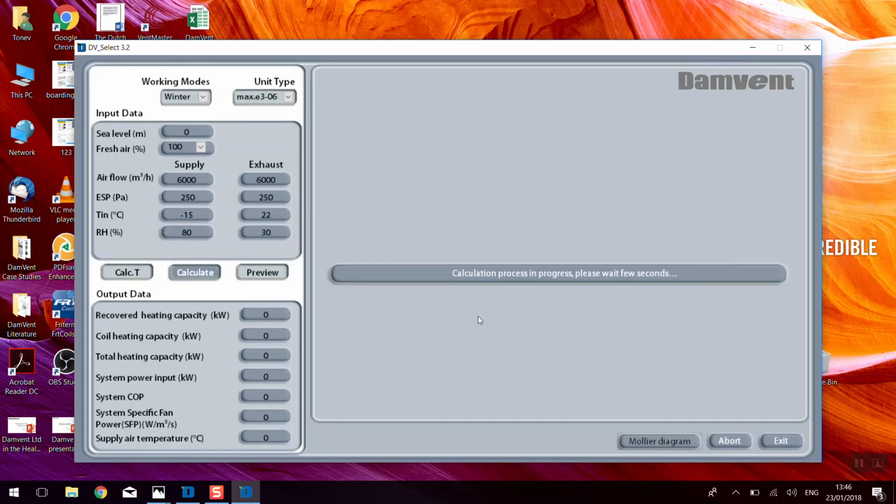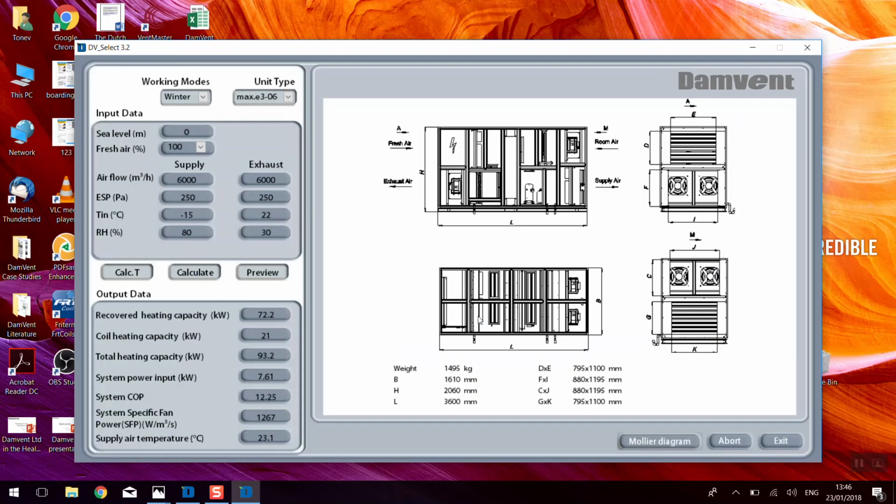First of all, look at how fast it goes. Now we already have the output data. So on your left side, it is very important that we provide our output data before you go to the detailed preview. Why do you need that? Just to make sure that this unit fits your needs.